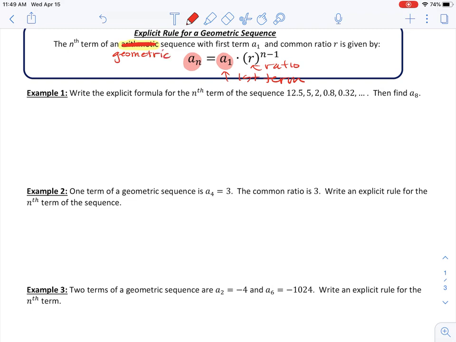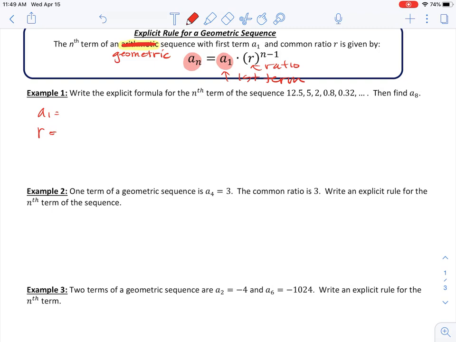Okay. So to write a geometric sequence, you need 2 things. You need the first term, and you need the ratio. All right, so I have to remember that those are the 2 things I need. If I have those 2 things, I'm good to go. Write an explicit rule for the nth term of the sequence, and it says it's 12.5, 5, 2, 0.8, 0.32. Then find a sub 8.